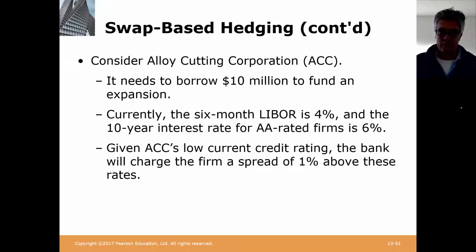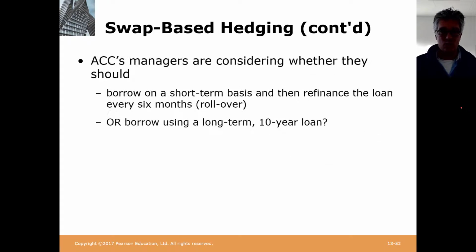Current 6-month LIBOR is 4%, and the 10-year interest rate is 6%. On both, this firm is a little bit risky, so it needs to pay a spread of 1 percentage point. So what can it do? Well, it can either engage in this long-term loan of 10 years and then pay 7%, or borrow for only 6 months, but then after 6 months, of course, they have to repay the debt, so they need to roll it over, find someone new to borrow from, and then borrow at the new interest rate.